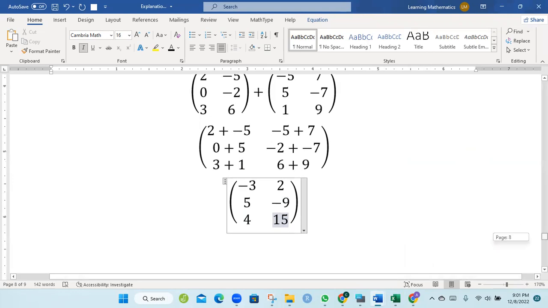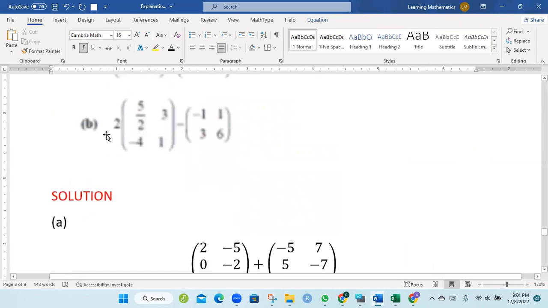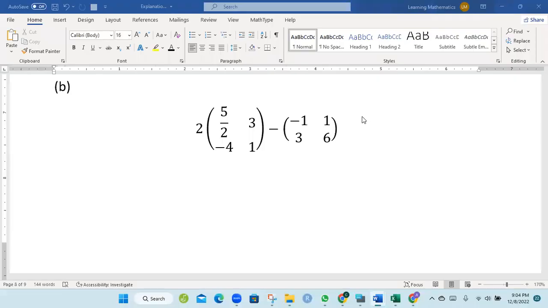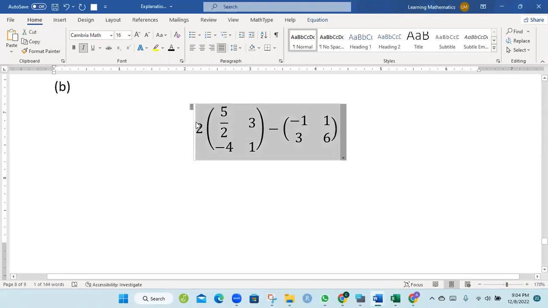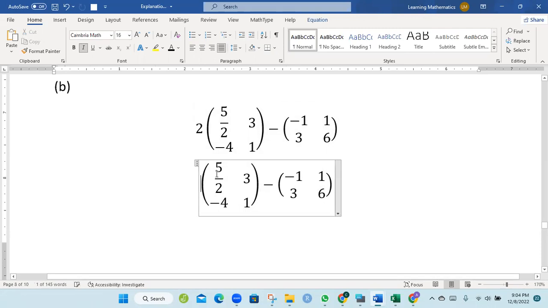That's how we add matrices. We add corresponding elements. Now let's do part B. We have to multiply the first matrix by 2 first and then subtract. So let's do this. When multiplying matrices by a scalar, that scalar quantity that's outside there, you have to multiply each element by the scalar quantity.